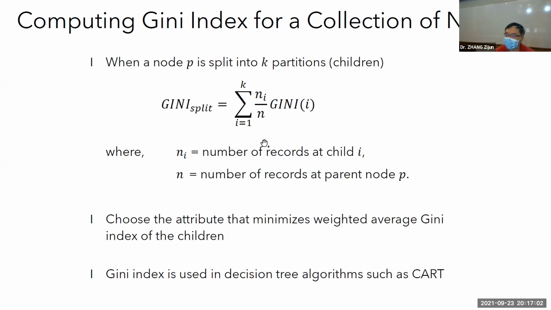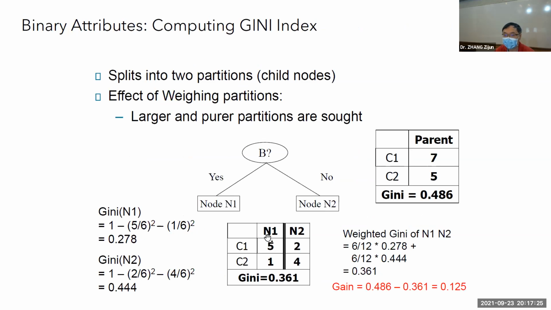All right. So for the Gini index, the information gain will become larger if the weighted average Gini at the children's side is smaller. Gini index is used in decision tree algorithms such as CART, classification and regression tree. All right. So here we have a full example about binary attributes, binary split, computing the Gini index.